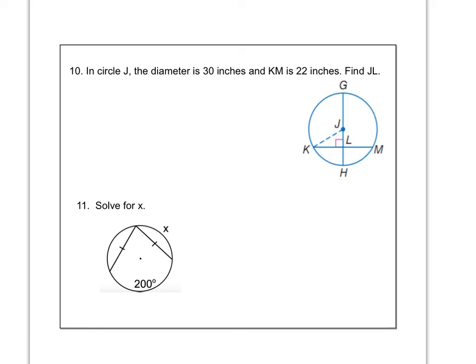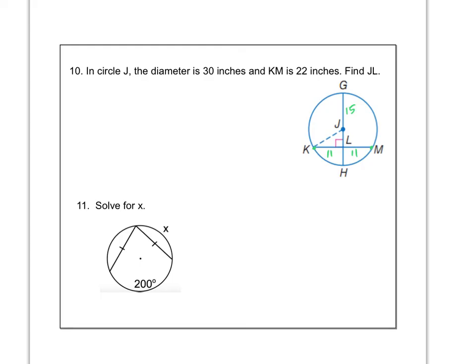Number 10. In circle J, the diameter is 30 inches. So think about diameter. Diameter is all the way across. That means halfway across is 15 inches. So I'm just going to make a little note here: halfway across is 15. K to M is 22 inches. But if JH is perpendicular, it's going to cut that 22 in half. So this is 11 and this is 11. From K to L is 11, from L to M is 11.